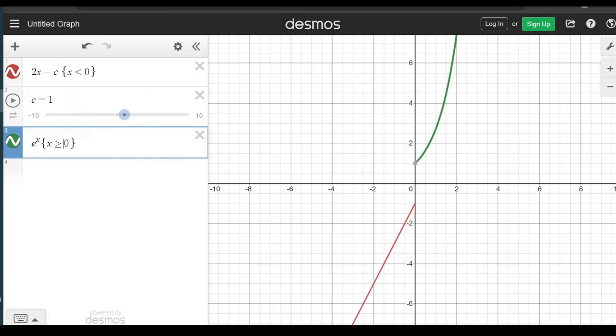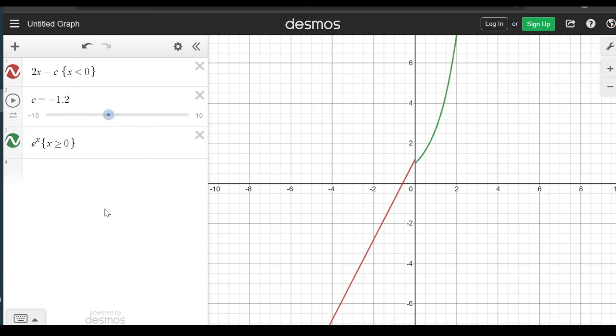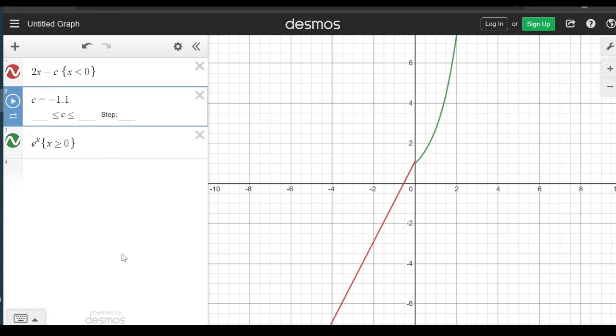Desmos gives you the option to add a slider for a constant such as c. Now we see that if c is equal to positive 1, we have this large gap between the right side and the left side, and that's what caused the two-sided limit not to exist in the previous example. However, if we adjust the value of c, we can move the red line up and down until the right side of the red line coincides with the left side of the green curve. And just based on inspection, it looks like they will coincide perfectly when c is somewhere around negative 1.